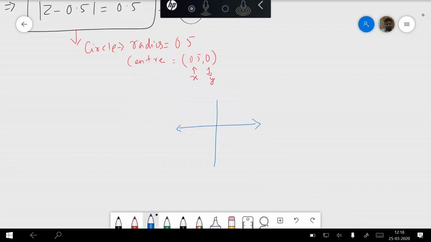This particular equation represents a circle with radius r equal to 0.5, and the center is at 0.5 comma 0, correct? This is what it is going to represent for me.